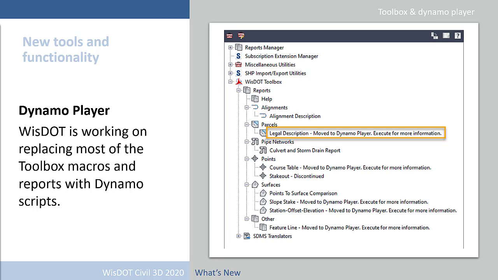Like I mentioned, WisDOT is working on replacing most of the toolbox macros and reports with Dynamo scripts. The methods development team is always open for feedback on any of these tools. If there were functions that these reports provided that people need that were not put into the Dynamo scripts, then just let the team know. If a need is identified, Dynamo will be used.